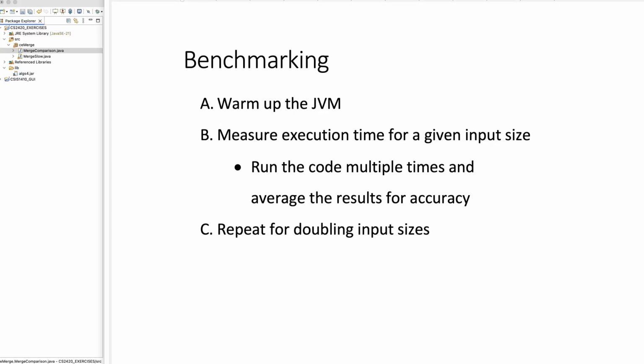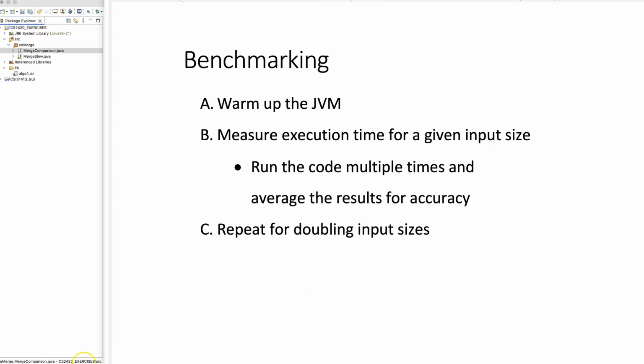Then we are going to measure the execution time for a given input size, and then we repeat that for doubling input sizes. And to increase the accuracy, we're going to run the code with a given input size, not just once, but multiple times, and we're going to average the results.